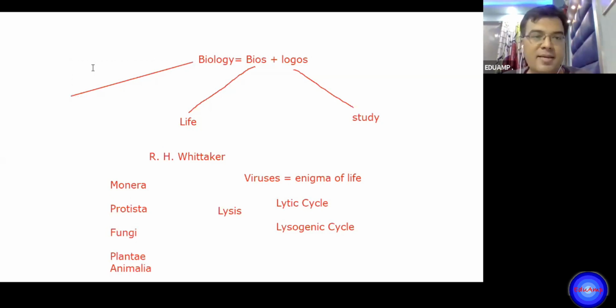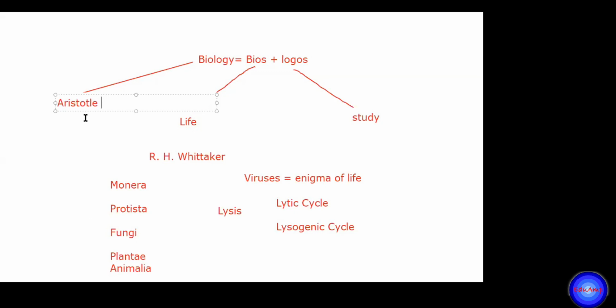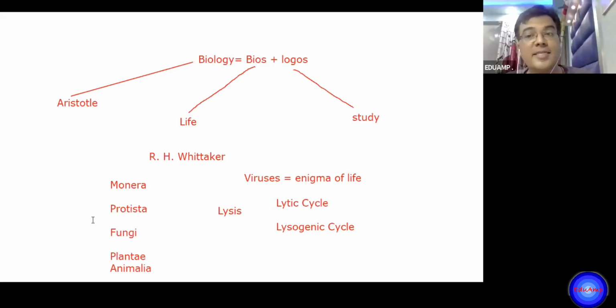Okay, I'll tell you. Aristotle. How can you say Whitaker? Whitaker just gave the five kingdom classification. It is Aristotle. He was a Greek philosopher and he was a scientist as well. He was an all-in-one personality at that time, and science was not specialized into biology or physics or chemistry. Even these days, science has been specialized into microbiology, biotechnology, biochemistry, and so many. So Aristotle was the one who is called the father of biology.